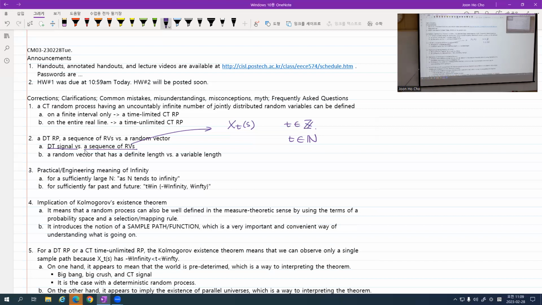Another one is this kind of thing. Definitely, you have a finite number of jointly distributed random variables. However, you don't know what would be that finite number. In that case, sometimes we just, for convenience, model that case as a discrete time or a sequence of random variables. For example, consider this case.